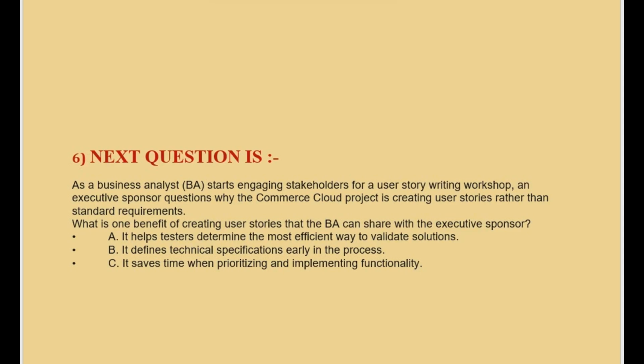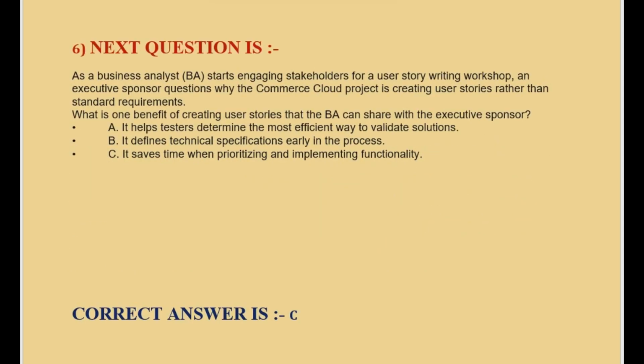Option A, it helps testers determine the most efficient way to validate solutions. Option B, it defines technical specifications early in the process. Option C, it saves time when prioritizing and implementing functionality. Correct answer is option C.